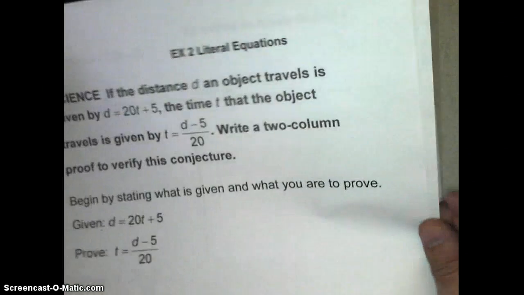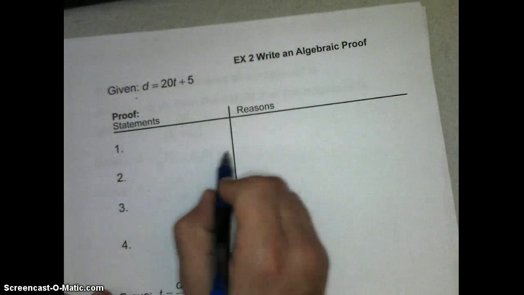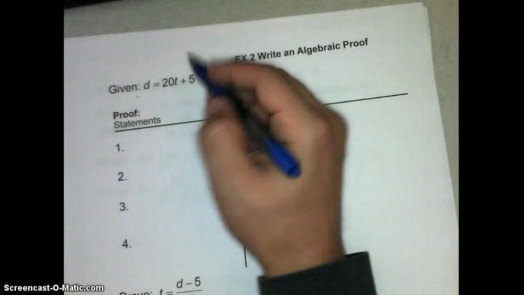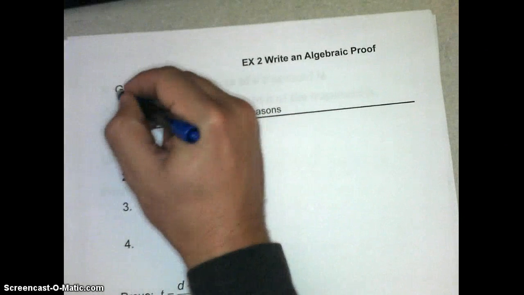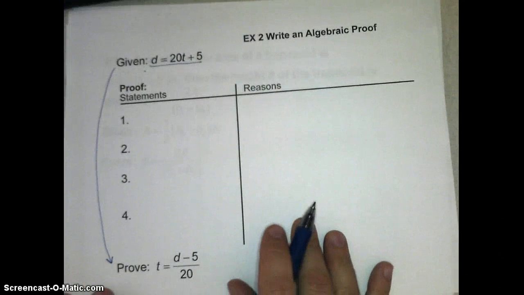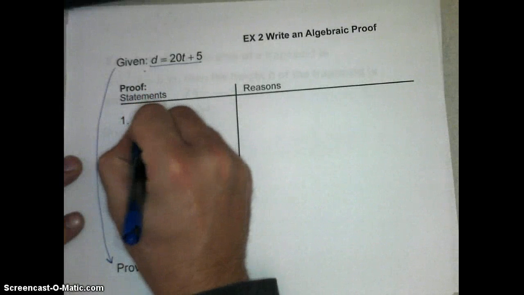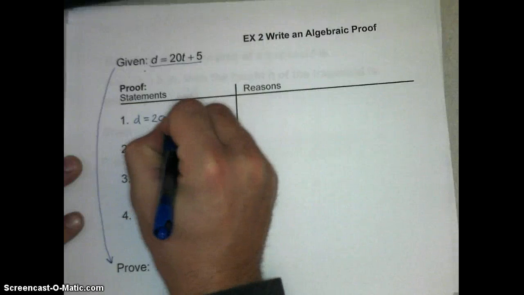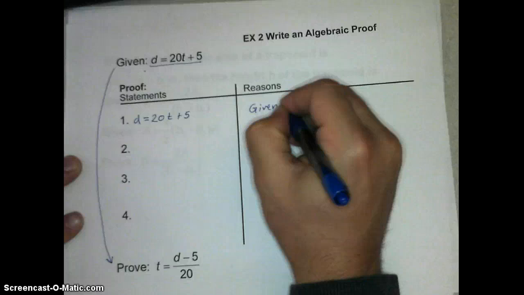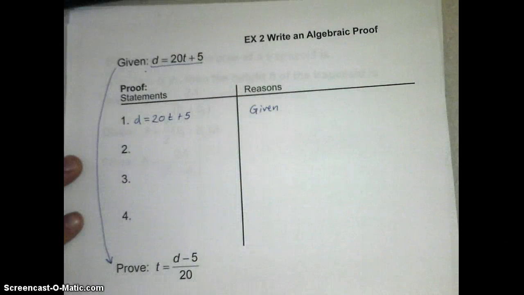The idea of doing a 2-column proof is that we set up all of our statements of our proof and then give a justifying reason for each one. We always want to start with the given information and work our way down to what it is that we're trying to prove. So if we're given this original equation, d equals 20t plus 5, we can say that that is given. That's the given information. I can use the word given as a reason in a proof. I cannot use the word prove as a reason in a proof.